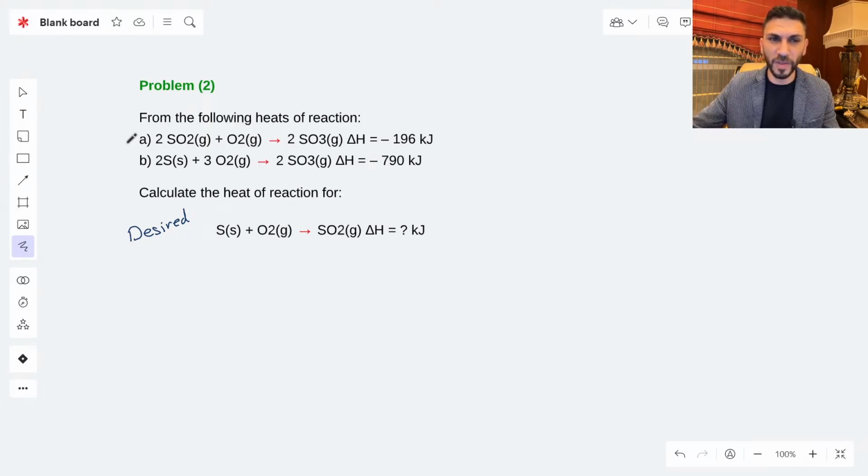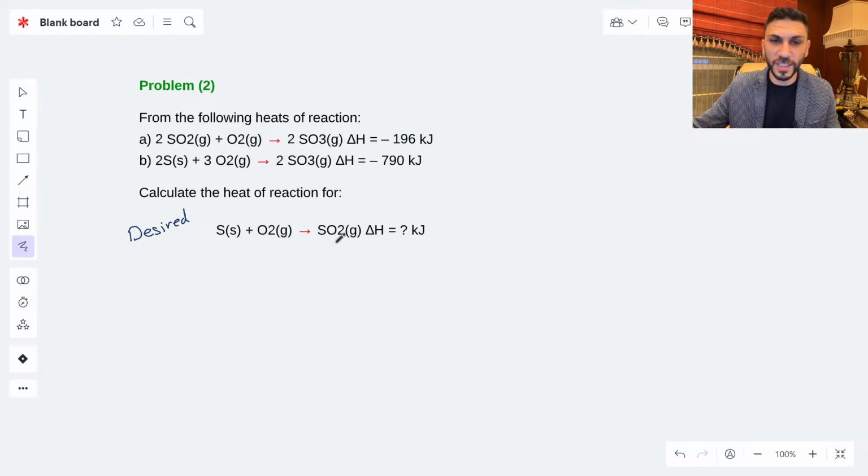Basically, when we have two reactions and they are sharing the same species, for example, O2 and O2, we don't care about O2 where it is. So we don't care now about O2 whether it's in the reactant or the product. We care about the other things because they need to cancel each other.